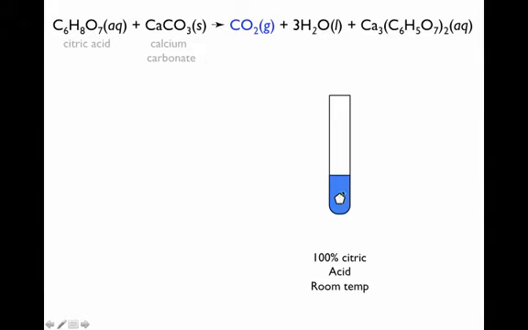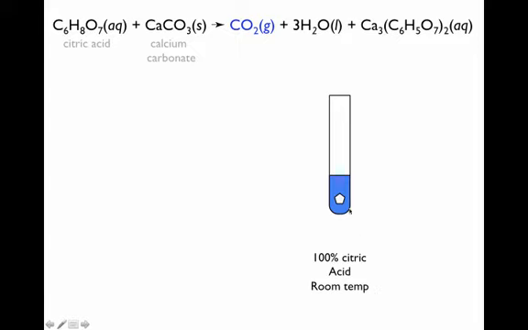So that little shape there, that gray shape, is the limestone or the calcium carbonate that you dropped in there. So you're going to have very concentrated citric acid. You're going to drop in the calcium carbonate, and it's going to start to bubble. And this is going to take place at room temperature.